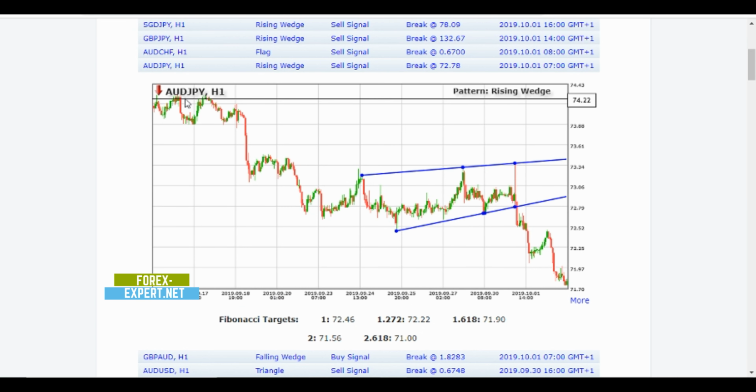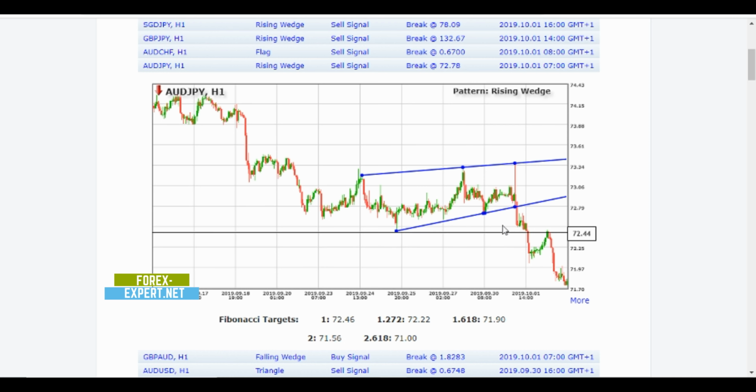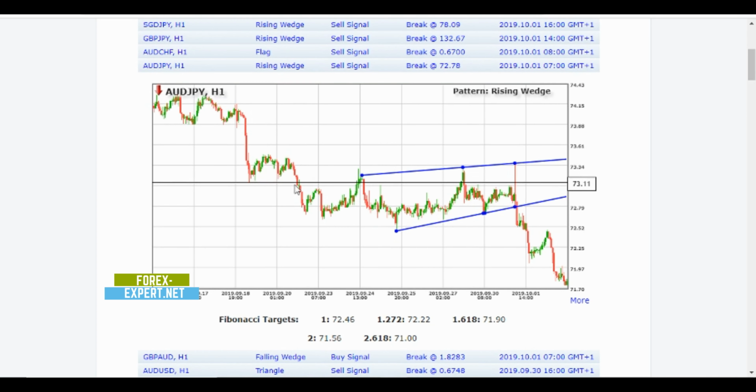The Australian dollar and the yen, the hourly rising wedge. We have a sell signal, okay, the breakout at 72.78, going down to 71.73. So hitting easily the 1.618 Fibonacci target. 80 pips back into your account.